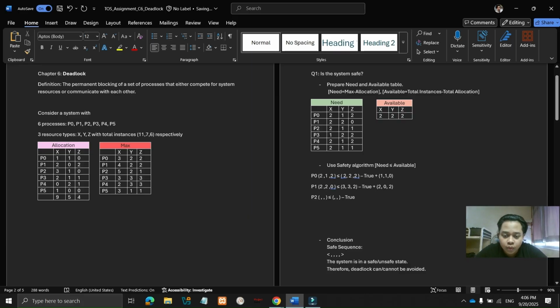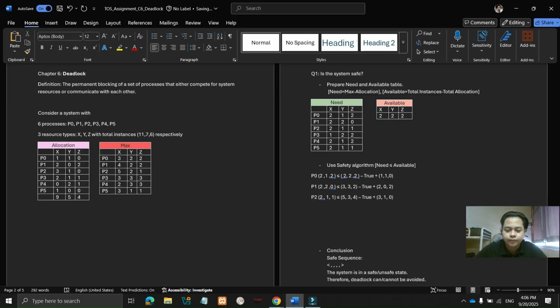So P2, the need is 2 1 1, and available is 3 plus 2 is 5, and 3 2 plus 2 is 4, and it is still true. The value is true. P2 is less than or equal to the available. So we also update the available. We plus the allocation of P2. Okay.